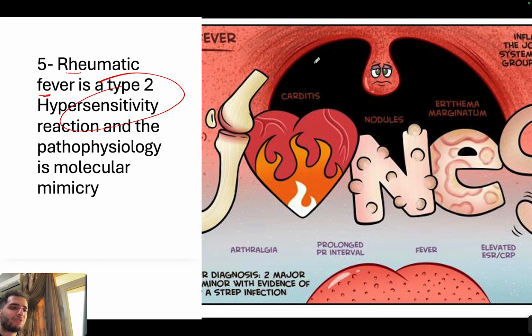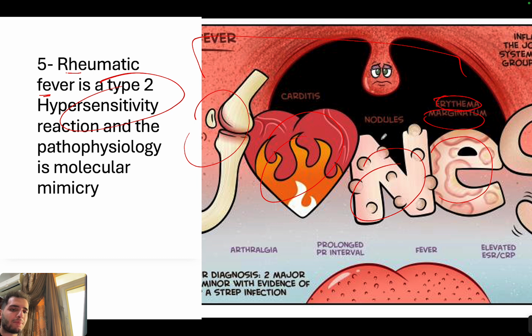And here is the Jones criteria to diagnose rheumatic fever: the J for joint arthritis and arthralgia, the heart here for cardiac manifestations. It can cause pericarditis, myocarditis, and endocarditis. And when it affects the three layers of the heart, this is called pancarditis. The N for subcutaneous nodules, the E for erythema marginatum. Erythema means redness. Marginatum means in the margins. So it's a rash that has a redness in its margin. Somehow it looks like tinea, okay? And the S for Sydenham chorea, which is abnormal movements that will happen in this child, okay?